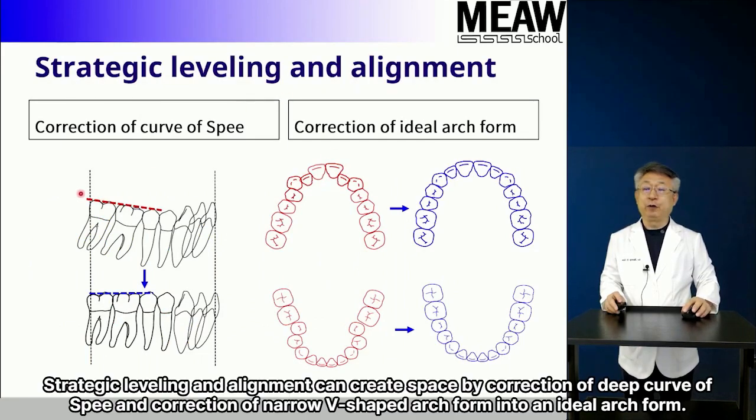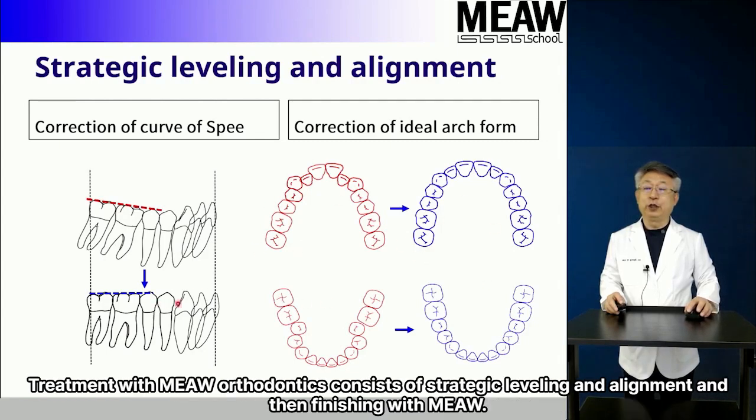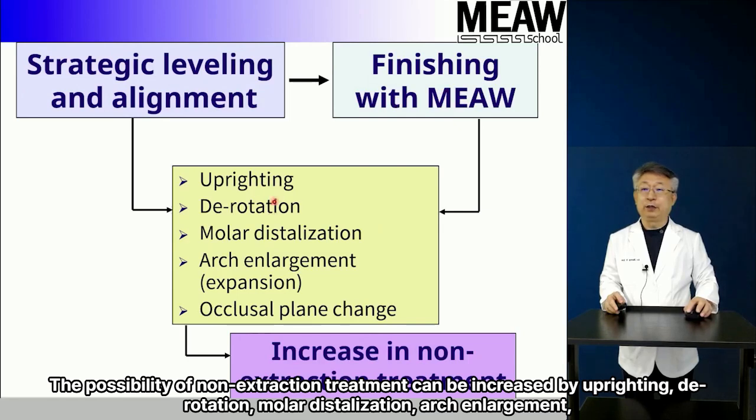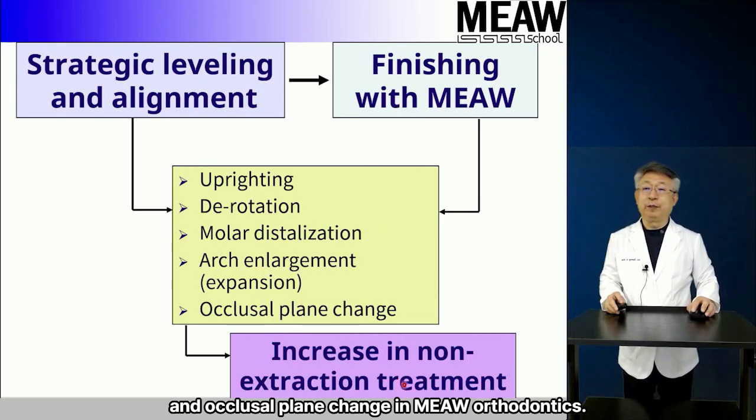Strategic leveling and alignment can create space by correction of deep curve of SPI and correction of narrow V-shaped arch form into an ideal arch form. Treatment with MEAW orthodontics consists of strategic leveling and alignment and then finishing with MEAW. The possibility of non-extraction treatment can be increased by uprighting, derotation, molar distalization, arch enlargement, and occlusal plane change in MEAW orthodontics.